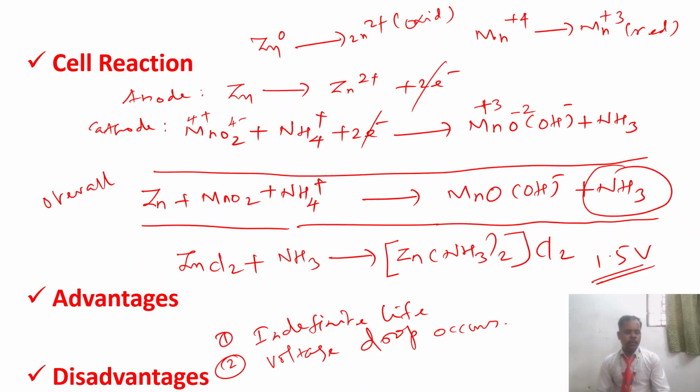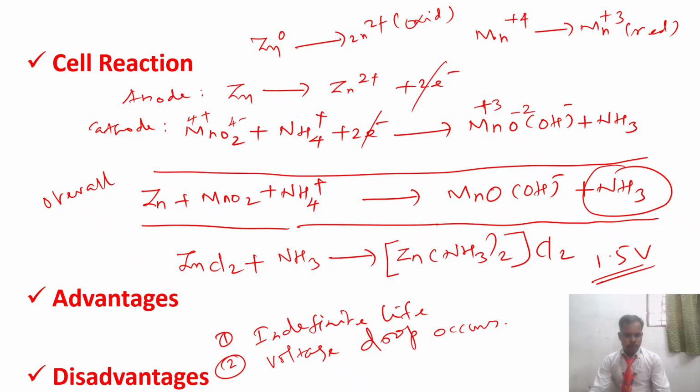Then the third one is disadvantages. It has a few disadvantages. It does not have any definite life; it has an indefinite life. Then voltage drop also occurs when current is drawn rapidly from it. Its products build up on the electrode, so a voltage drop may occur. So this is the dry cell or Leclanche cell.